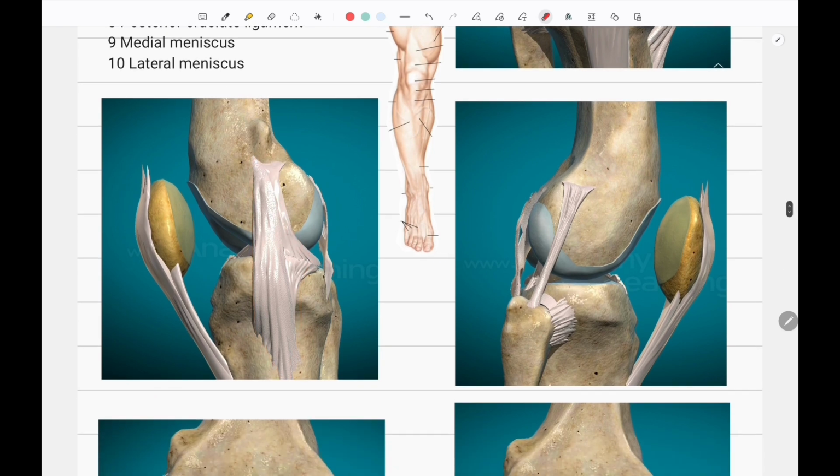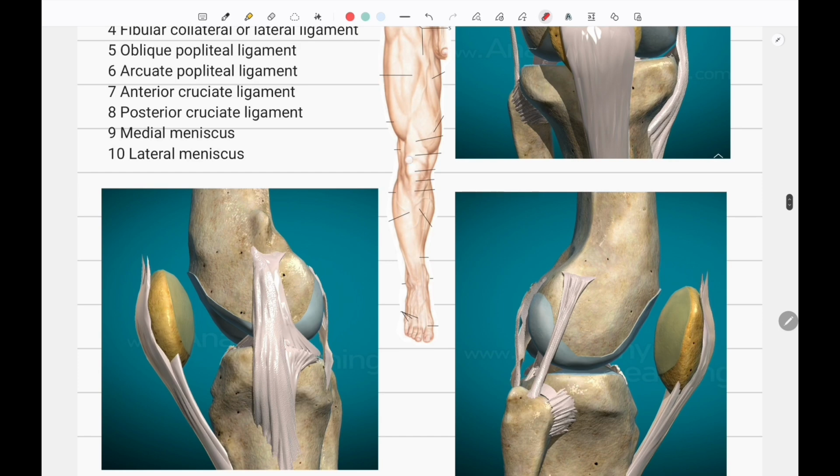The fourth ligament is the lateral collateral ligament or fibular collateral ligament. This ligament joins the lateral condyle of the femur to the fibula, and to view this ligament we will be viewing the knee joint from the lateral side. So if this is our knee joint and we are viewing from the lateral side, this is our point of view.